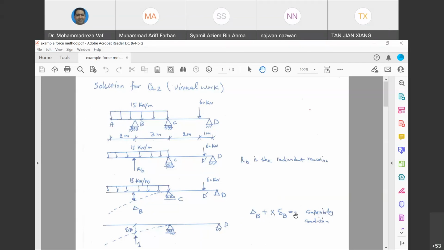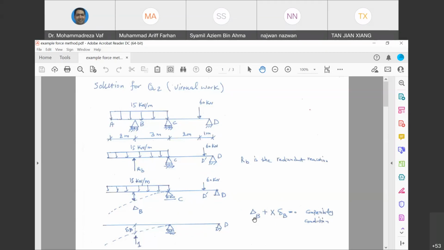In that case, you need to know that this value is not 0 anymore because you have settlement. But since there is no settlement in this structure, the summation of these two deflections should be 0. So now you have two deflections to calculate. The moment you get delta B and the small delta B, then you can get x, that this x is basically that RB. Because this is the only case that these two deflections become similar.